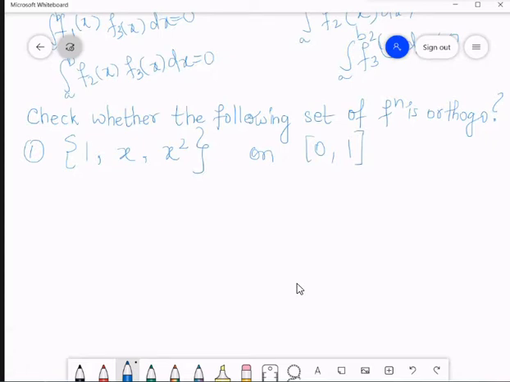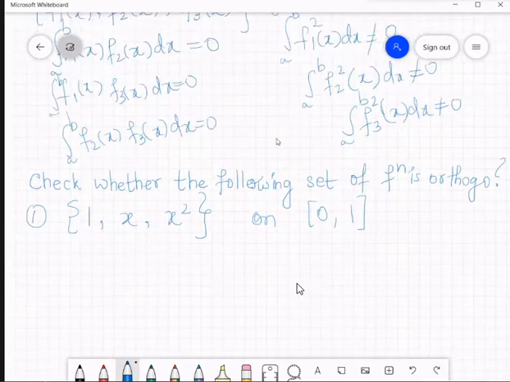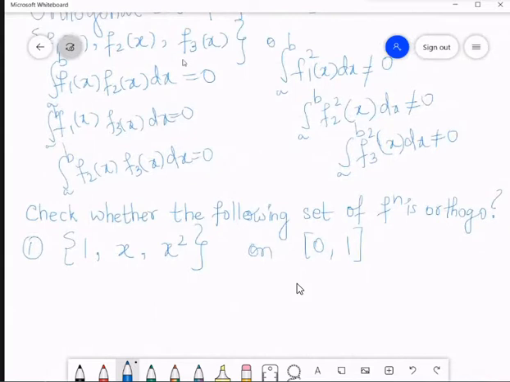I have to check whether all the 6 conditions that we have stated here are satisfied. I have 3 functions here, so I have to check that all the 6 conditions are satisfied, then only we will say that this is an orthogonal set. This is not orthogonal, very good. Why is it not orthogonal?